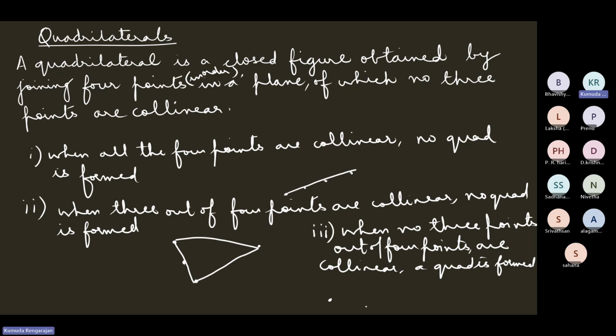So like 1, 2, 3, 4. You can take any 3 points at a time. You will see that they're not collinear. In this case, a quadrilateral is formed. And you must connect the points in order. You can see the quadrilateral.